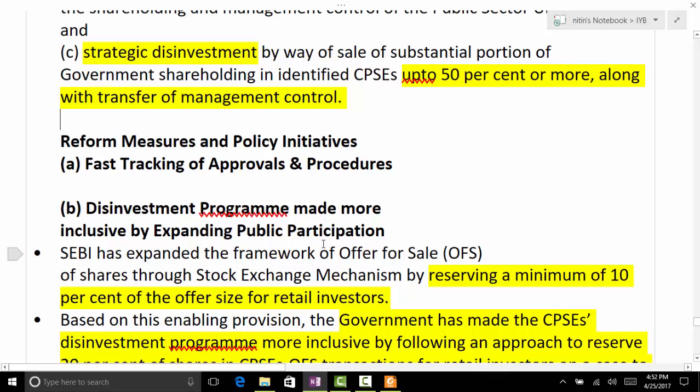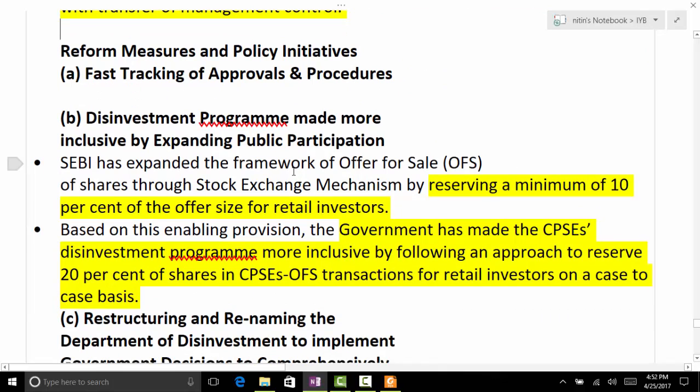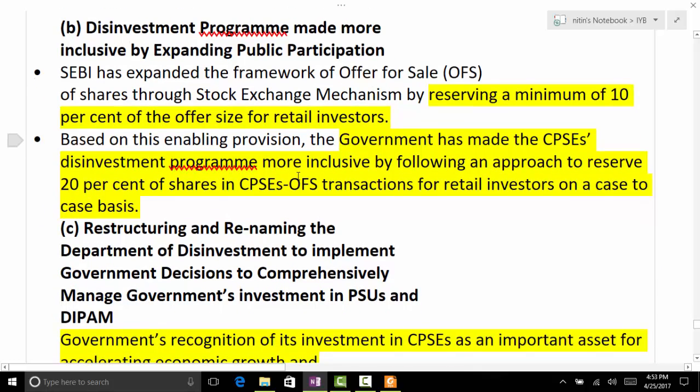Reforms, measures and policy initiatives, fast tracking of approvals. Then there is the disinvestment program, made more inclusive by expanding public participation. It says that in the offer for sale of shares through the stock exchange mechanism, a minimum of 10% of the offer size is reserved for retail investors.